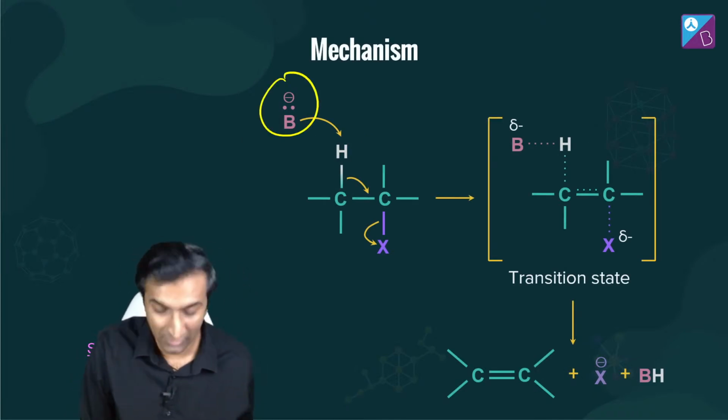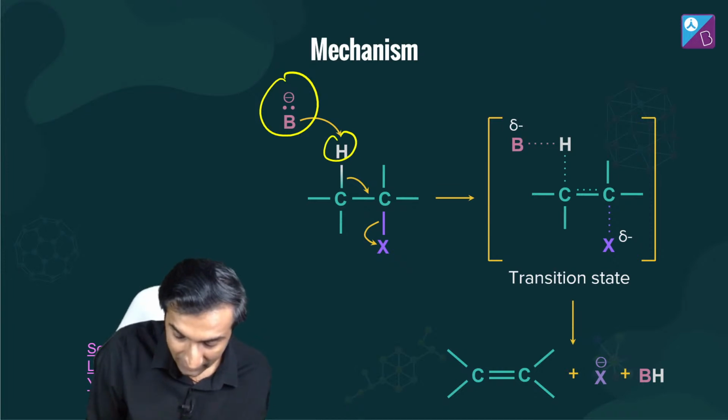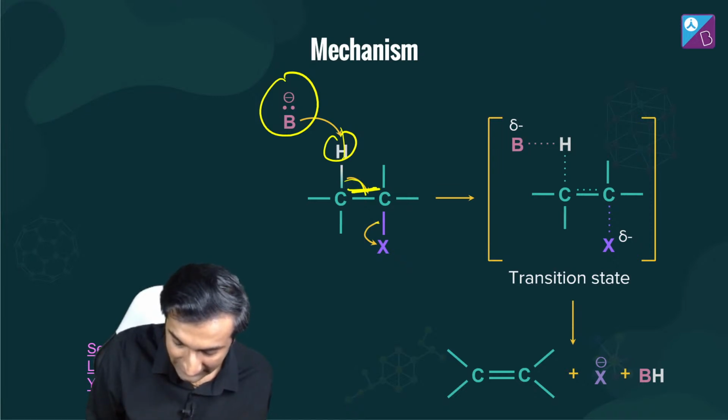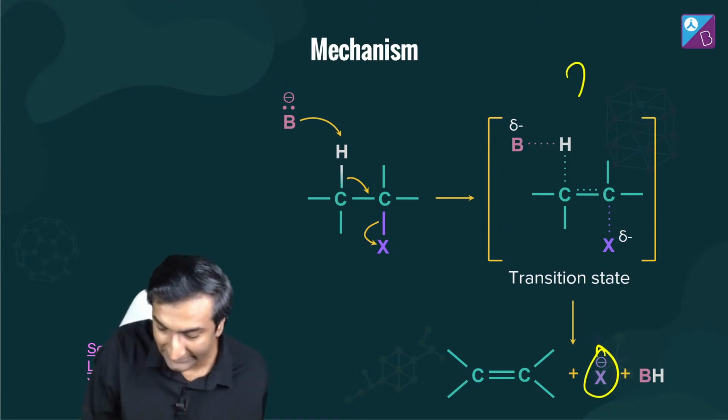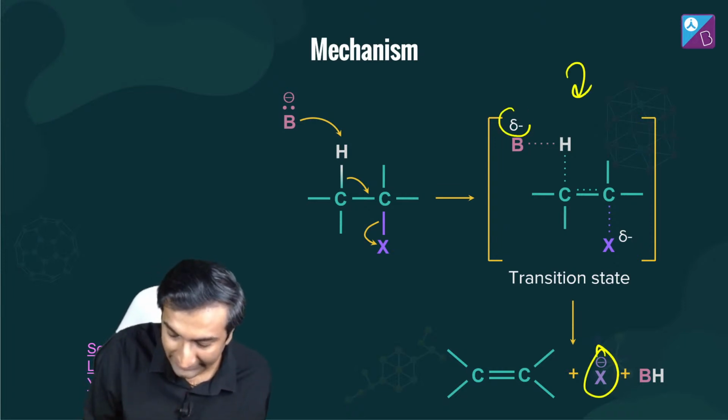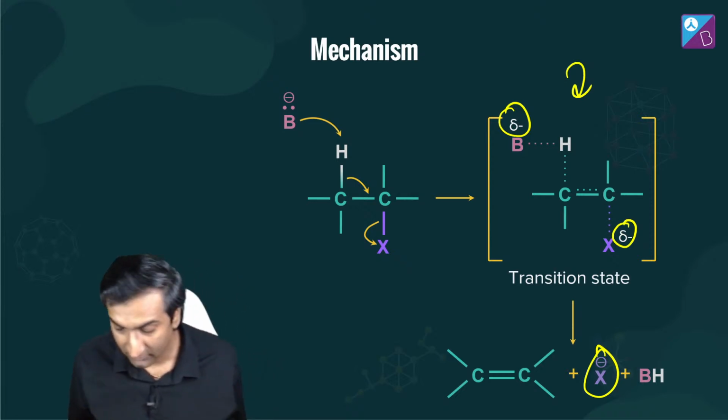Here's the base abstracting the proton over here. If this is to go away, the electrons over here go here, form this pi bond, and at the same time, ये electrons यहाँ निकल जाते हैं, and what you have is this X over here. This was the thumbnail. There is a slight delta minus charge over here, slight delta minus charge over here, and yeah, this is the mechanism.